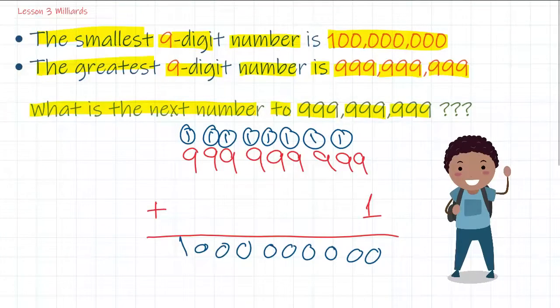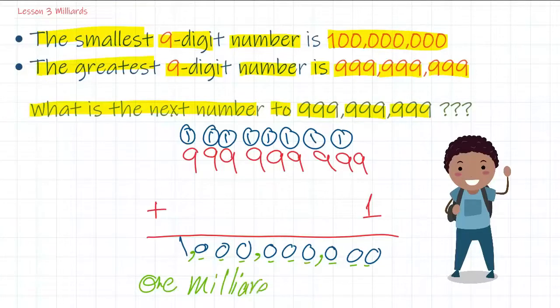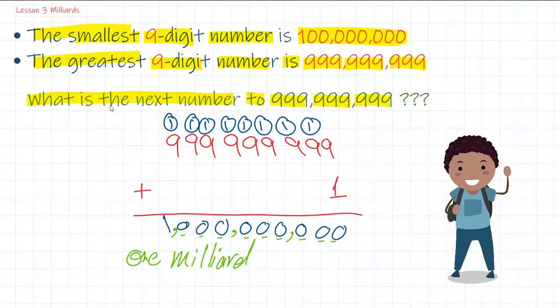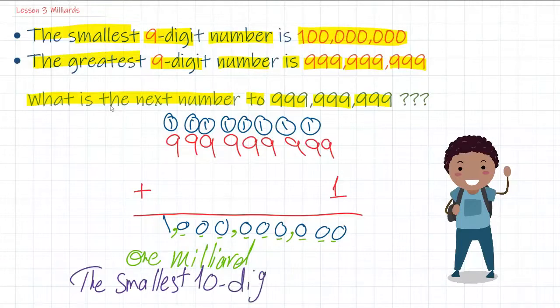After that, let's read this number. تعالوا نقسم النمبر الأول عشان نعرف نقراه. 1 2 3 and put comma, 1 2 3 and put comma, 1 2 3 and put comma. So we have 3 commas in this number. So this number is called 1 milliard. And this number is the smallest 10-digit number. We have a huge number here, but we can read it, right?